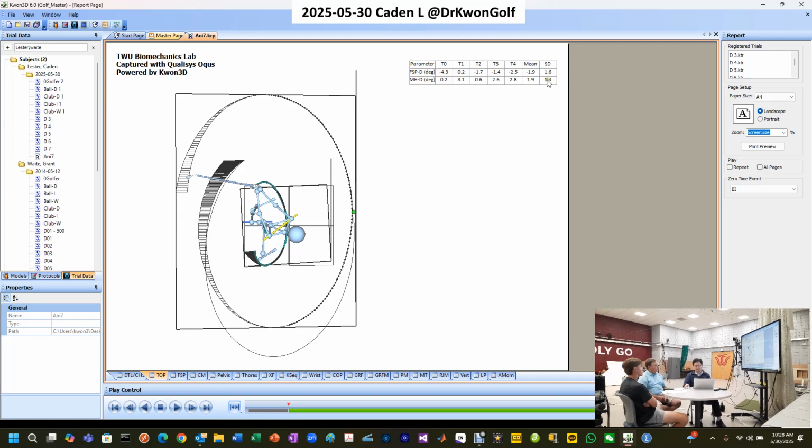Usually you have to keep this below 1 degree. So when you have a relatively large standard deviation, that means from swing to swing, the direction changes. So you need to have more consistent direction of the swing plane and hand motion plane. Both are currently over 1 degree here.